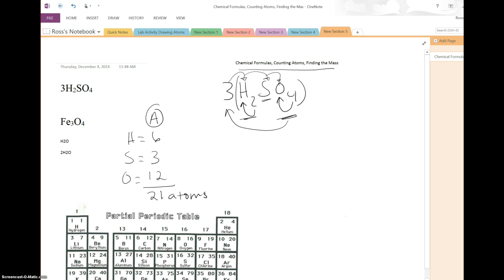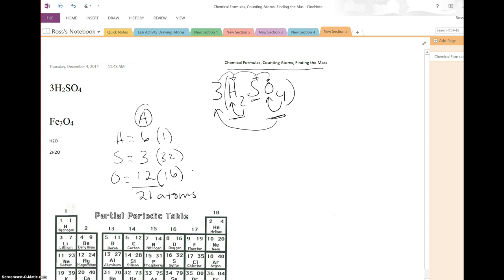To find the mass of that, we've got 6 hydrogen atoms. We know that hydrogen weighs 1. Sulfur, on the other hand, we can look up. It's down here. It's got a mass of 32 AMU. And oxygen is 12 atoms, rather, and it weighs a mass of 16 AMU.